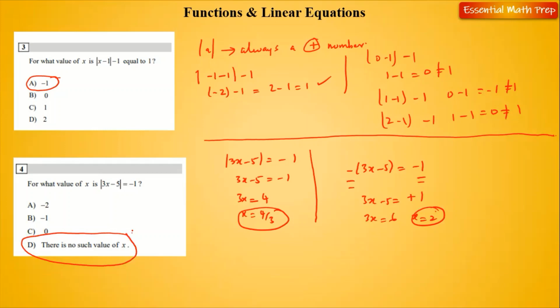There's also an easier way. This term is an absolute value. How can an absolute value even be negative? That is also an indication that there is no such value of x.